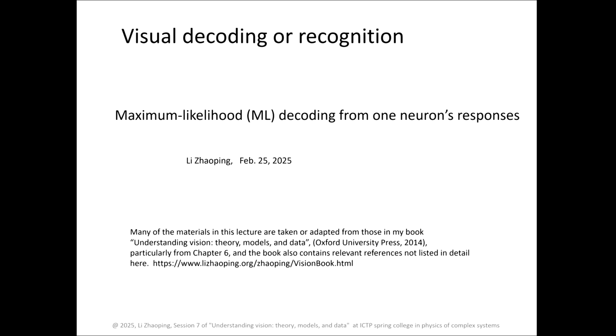Let's introduce maximum likelihood decoding from responses of a single neuron. Here is an example. Let's say a visual input contains many moving dots moving in different directions. In this figure, we visualize the motion direction of each dot by an arrow. And a monkey looking at this input scene needs to report whether the overall or average motion direction is upward or downward. In this example, the correct answer should be upward motion.